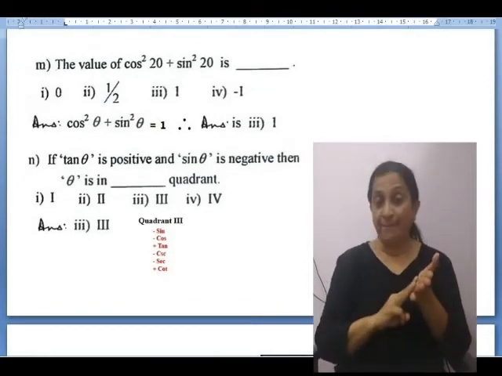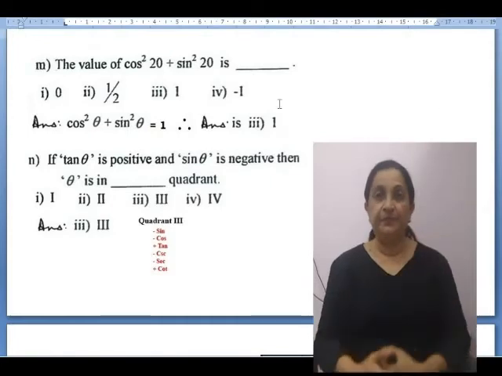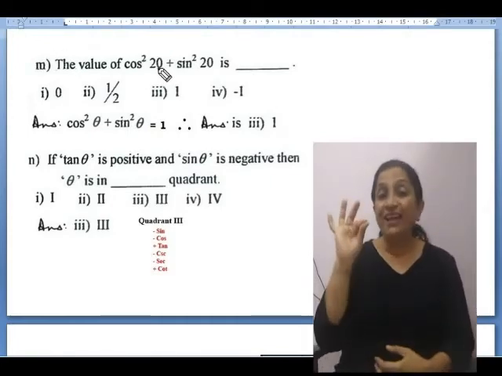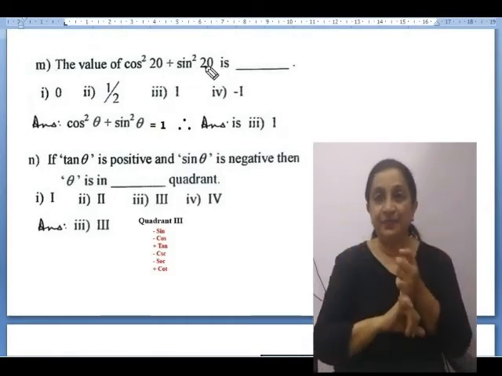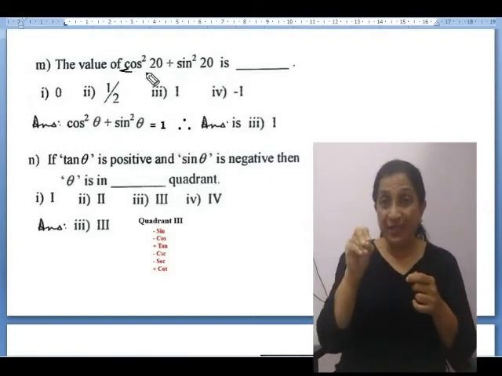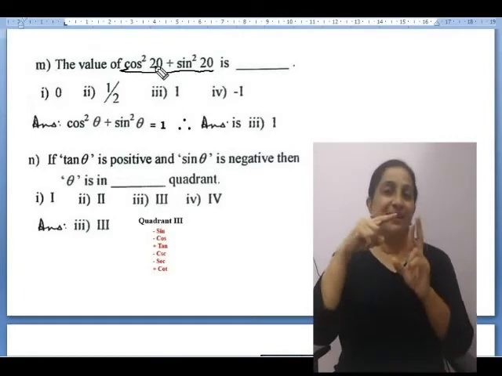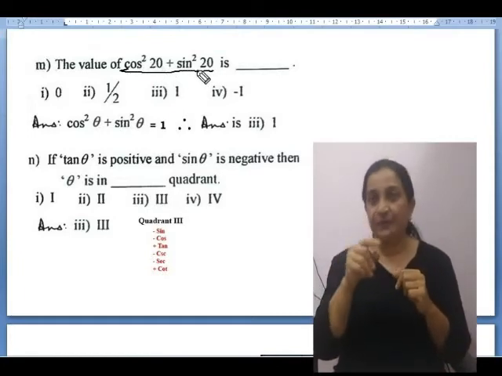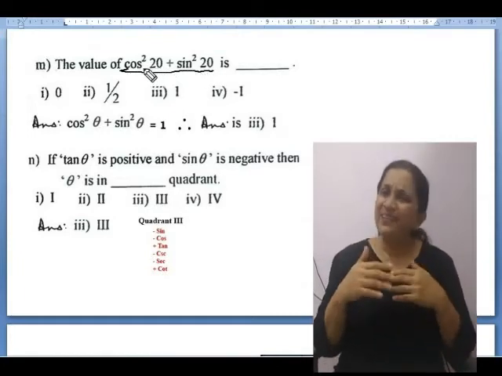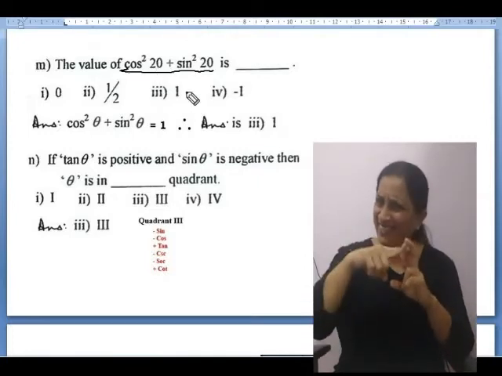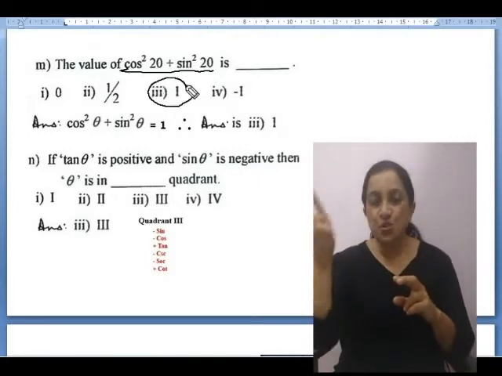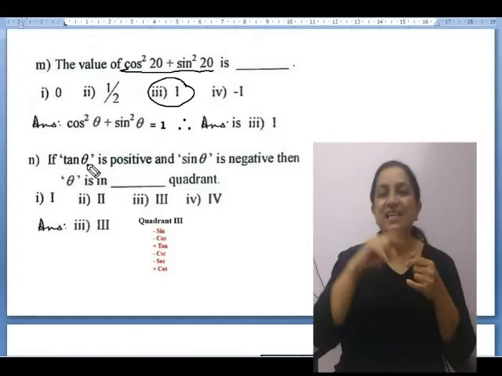M. Value of cos squared 20 plus sin squared 20. I have told you, cos squared theta plus sin squared theta is always 1, whether it is 20 degrees, 30 degrees, 40 degrees, whatever. So this is always 1. Remember, this is the answer.